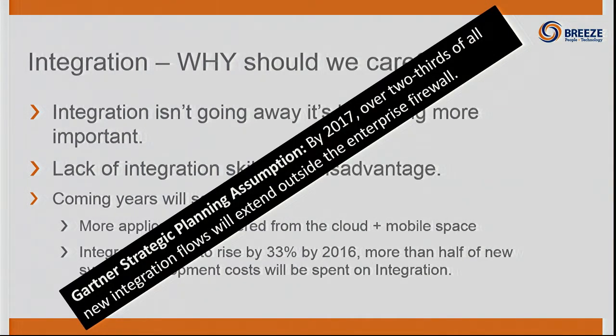So probably the most important piece here is that by 2017, over two thirds of new integration flows will extend outside the firewall. Okay, so that's something just to think about. So this is a Gartner report and their finding. Do I take this as gospel? No. But certainly it's good to see just where some of the trends are. I keep one eye on this and make sure that we're in a position that we can take advantage of this.